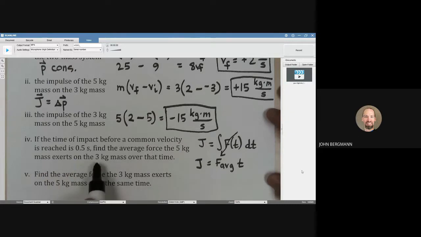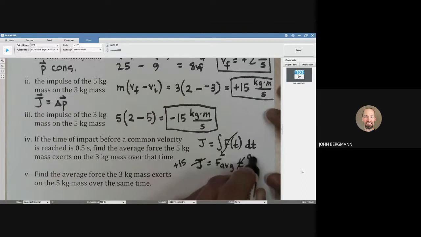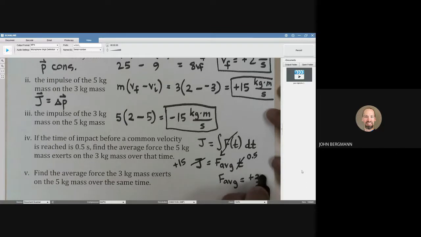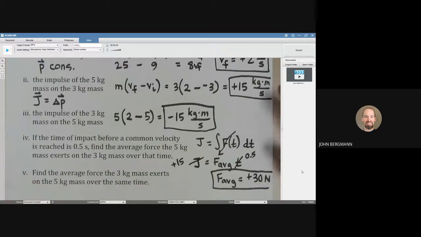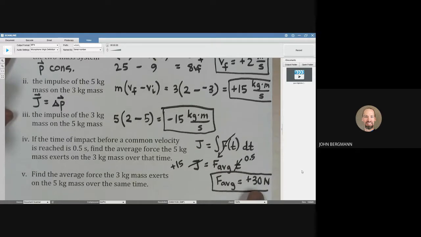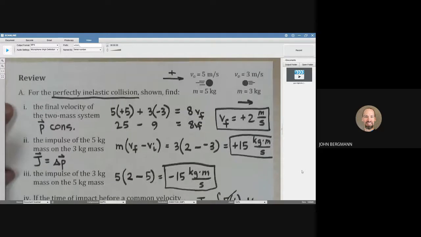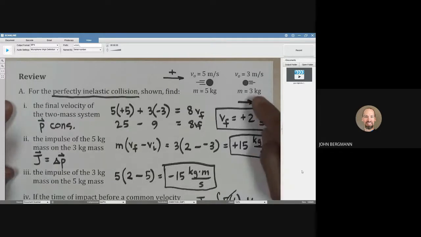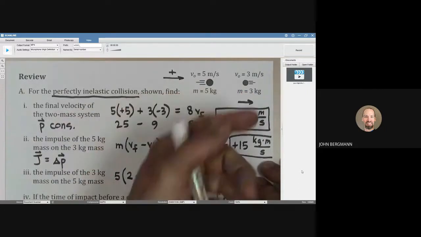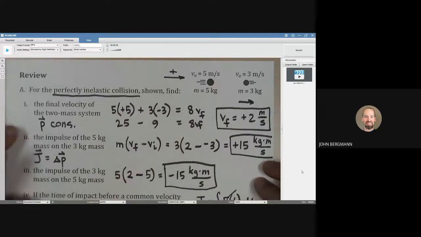The force on the 3 kilogram mass is going to be the impulse on the 3 kilogram mass, which is +15, and the time is half a second, so the average force is +30 newtons. And real quickly, shouldn't the force on the 3 kilogram mass be in the positive direction? Let's go back to our picture here in the upper right corner now. Isn't it true that this 3 kilogram mass is going to experience a force in the positive direction when it gets bonked by this 5 kilogram mass?